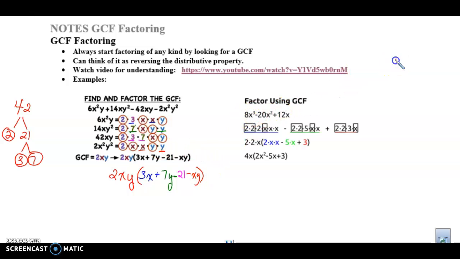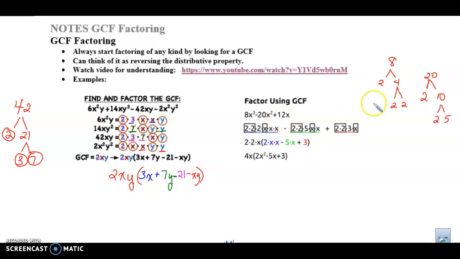8 could be 2 times 4. 4 is not prime. 2 times 2, so we have 3 2's. So that's why they have 1, 2, 3 2's. And then there are 3 x's, 1, 2, 3. And then there's 20x squared. If we take 20 and factor it out, we have 2 times 10. That's composite, so I can do 2 times 5. Now I have all prime. So it's 2 times 2 times 5, and then x squared is x and x.